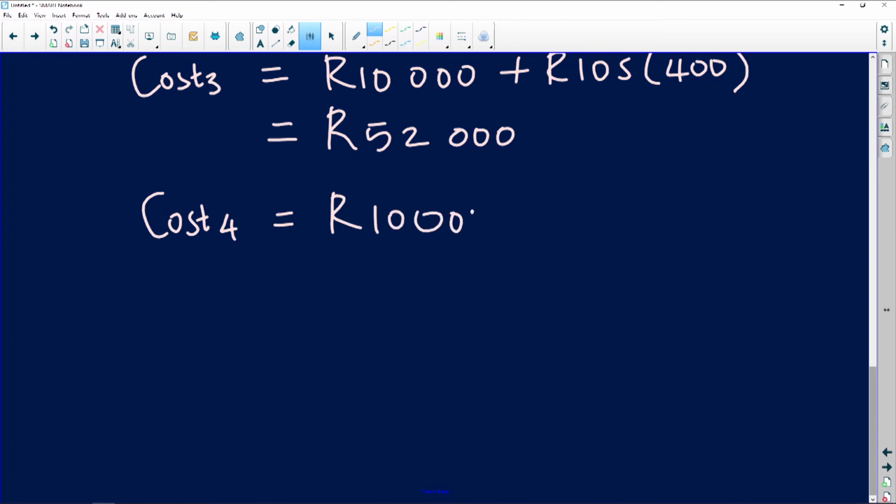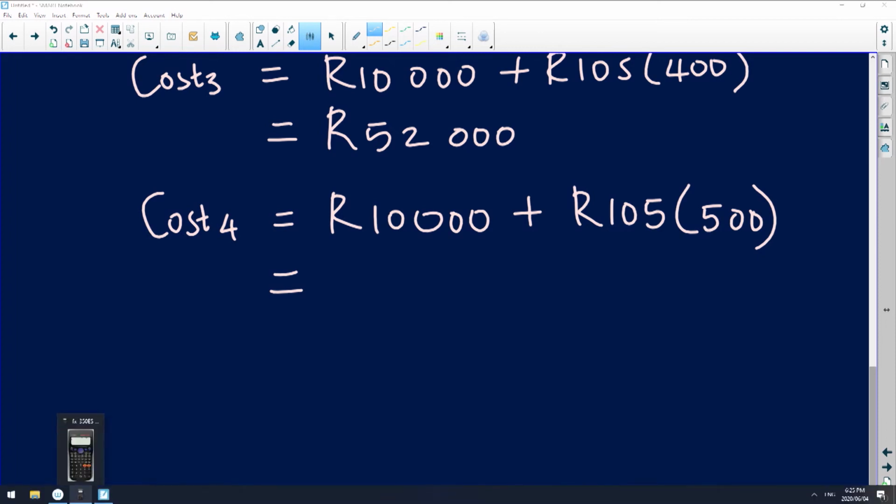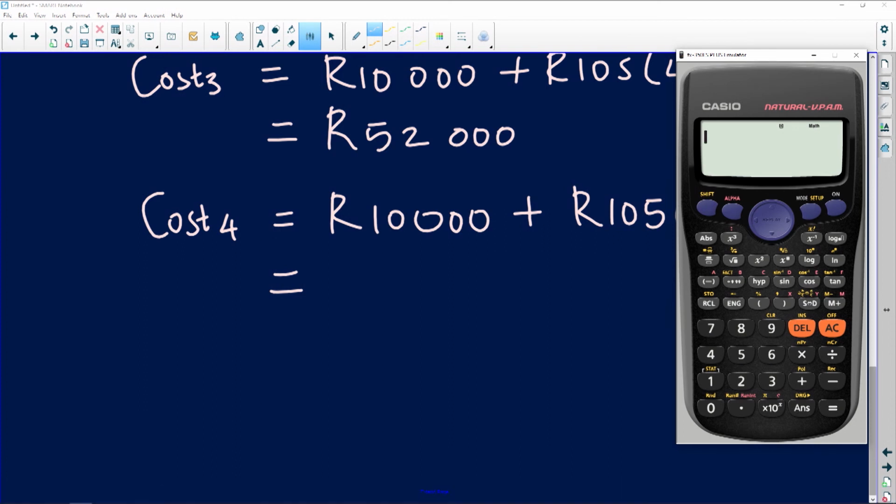10,000 Rand. So 10,000 Rand we would call a fixed amount. Why is it a fixed amount? It's a fixed amount because it doesn't change and it doesn't depend on anything else. It's there, it's there. Now let's go plug that in. 10,000 Rand plus 105. And you're getting marks for all of this.